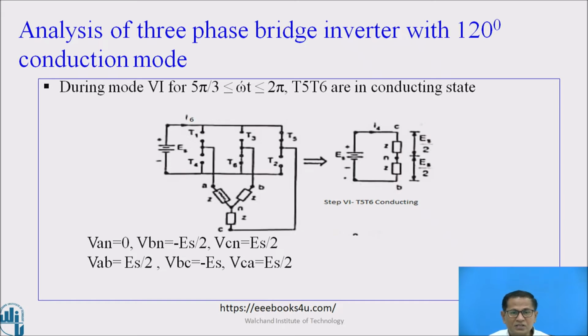Now, mode 6. In this mode, the range of omega t is greater than or equal to 300 and less than or equal to 360 degree. In this mode, T5, T6 are in conducting state. So, phase C is connected to the positive terminal of the battery and phase B is connected to the negative terminal of the battery. Therefore, here VAN is equal to 0, VBN minus ES by 2, VCN plus ES by 2. So, VAB is equal to plus ES by 2, VBC minus ES, VCA plus ES by 2.